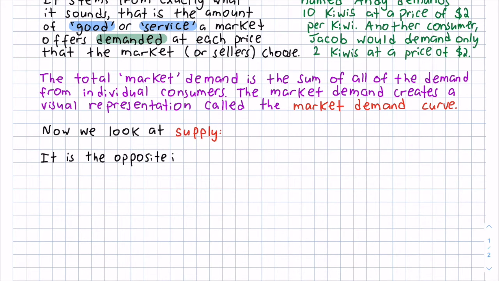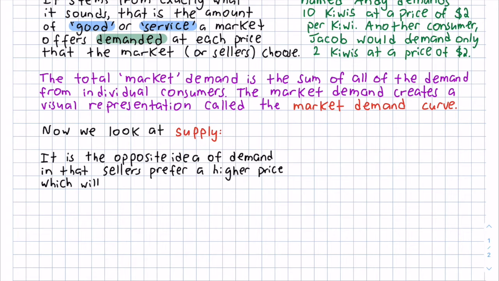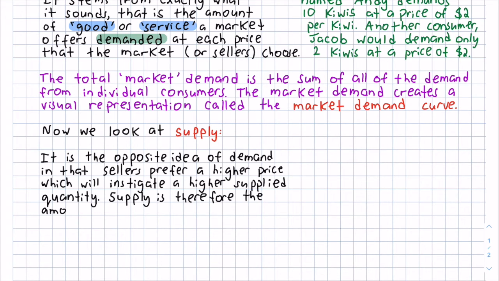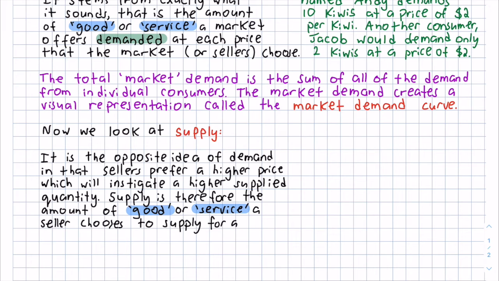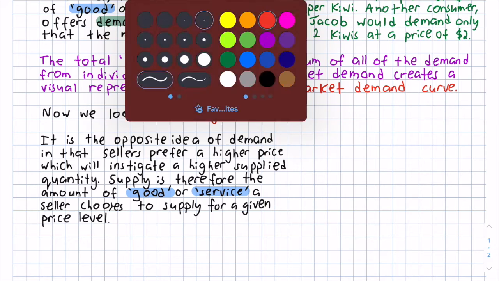So now we can take a look at the other side of the market, which is the supply side. It's the opposite idea of demand, because as with demand, the price has an influence on how much sellers are willing to produce. The higher the price a seller can charge, the more they will supply. The amount of good or service a seller chooses to supply is based on the price level that's determined within the market. And this is, again, the market equilibrium that determines this price and quantity, and therefore determines how much this seller is willing to supply.